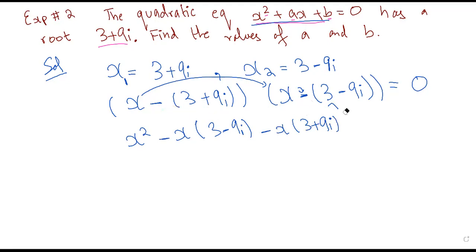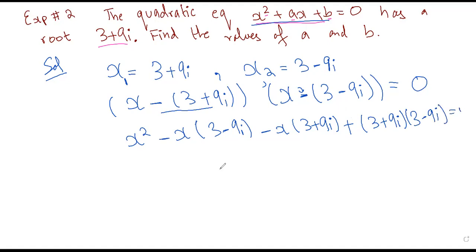And I'm left with the last multiplication. So what would that be? I need to multiply this with the last factor. So minus and minus would be plus 3 plus 9 iota and 3 minus 9 iota equals 0, right? After this, I will share a direct method as well. You can do it the other way around as well. But for now, just follow this.